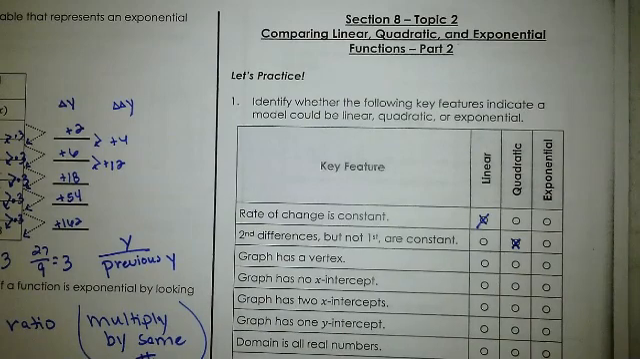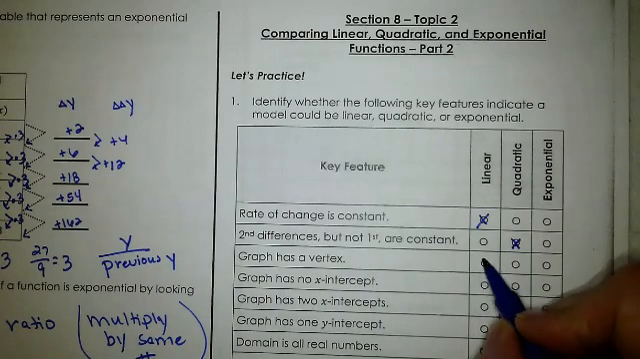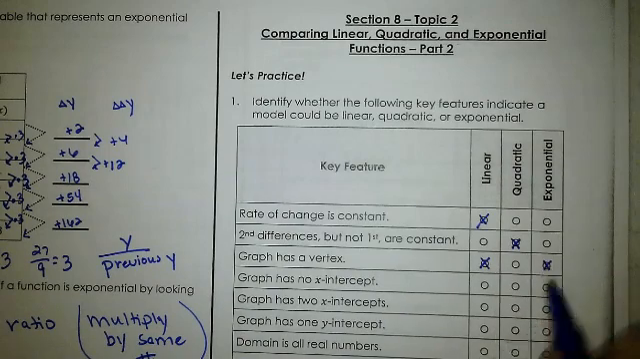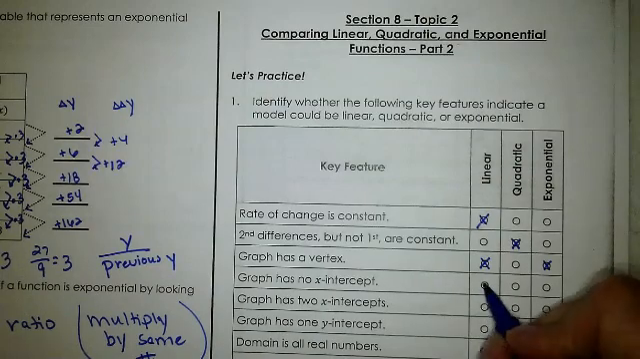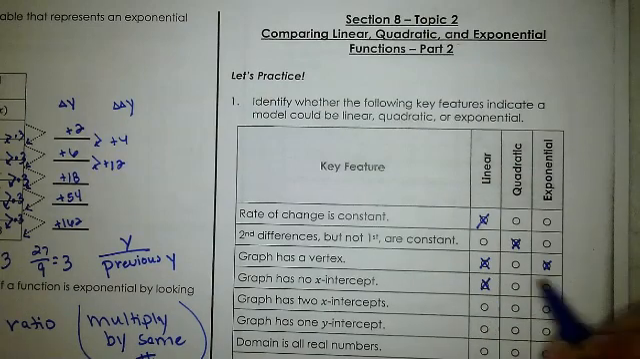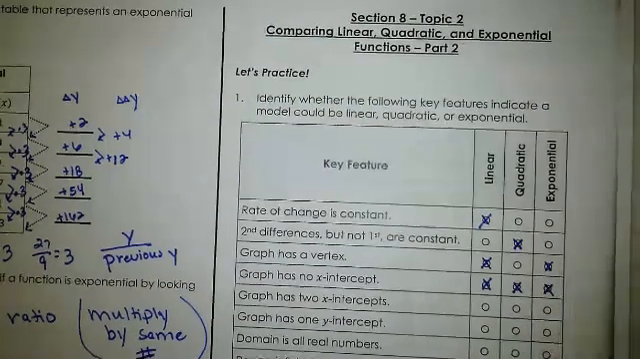Which functions have graphs with no vertex? Well, the only one that has a vertex is quadratic, so no vertex would be linear and exponential. Which type of function could have a graph with no x-intercept? So which type of function could possibly not touch or cross the x-axis? That would be a linear, a quadratic, and an exponential.